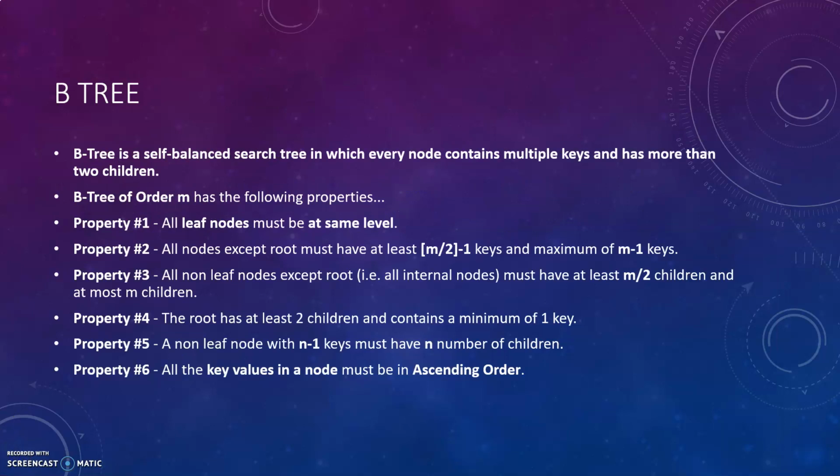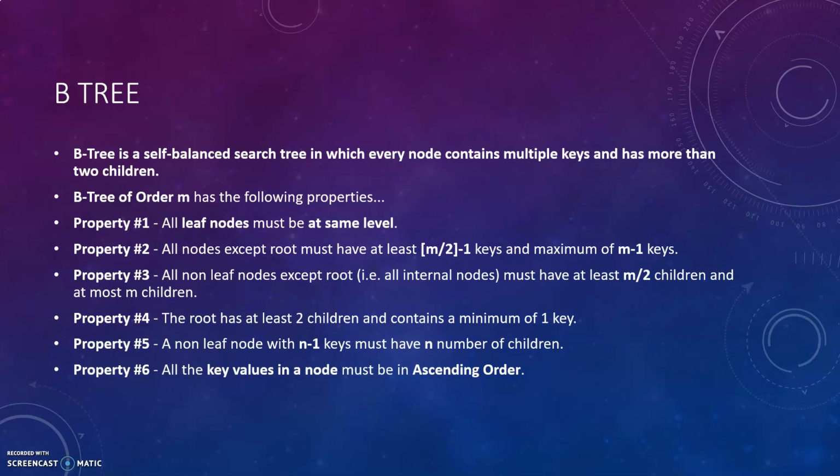Next, before we start with the operations performed on a B tree, we have to know certain properties of a B tree. A B tree is a self-balanced tree in which every node contains multiple keys and has more than 2 children. A B tree of order M has the following properties. First, all leaf nodes must be at the same level. That means at the last level, all the leaf nodes will be at the same level.